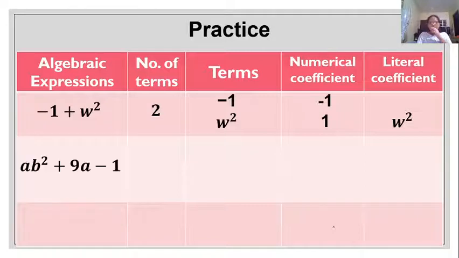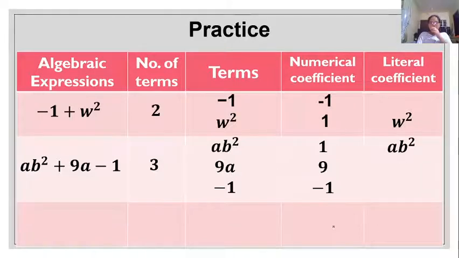How about if we're given ab squared plus 9a minus 1? How many terms are there? There are three. What are the terms? ab squared, 9a, and negative 1. And what are the numerical coefficients for each term? 1, 9, and negative 1. And the literal coefficient, it's ab squared, a, and there's none for the last one because it's a constant.